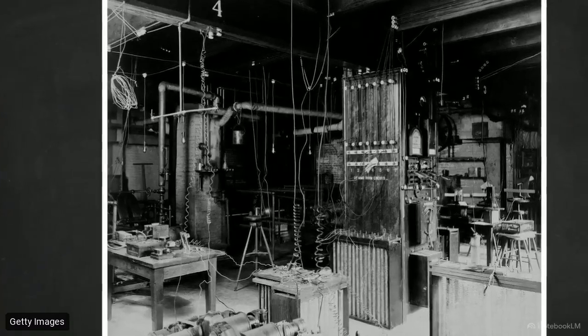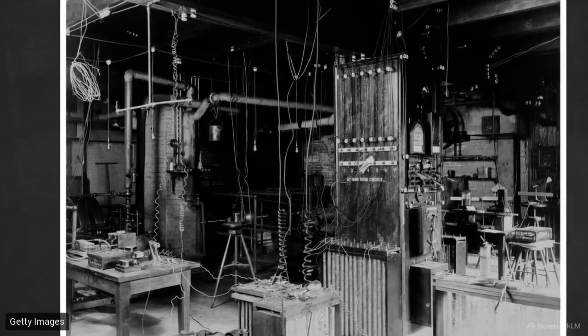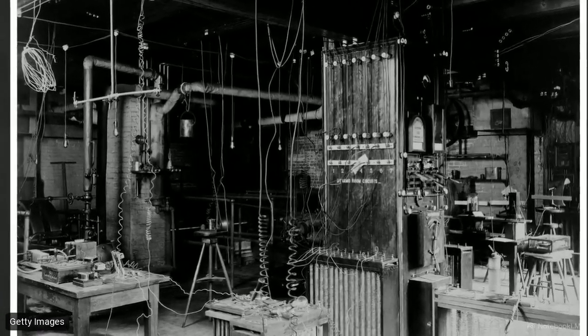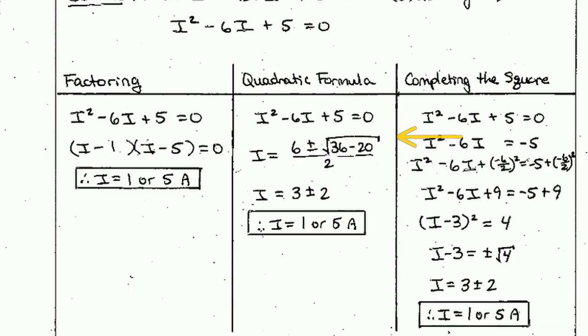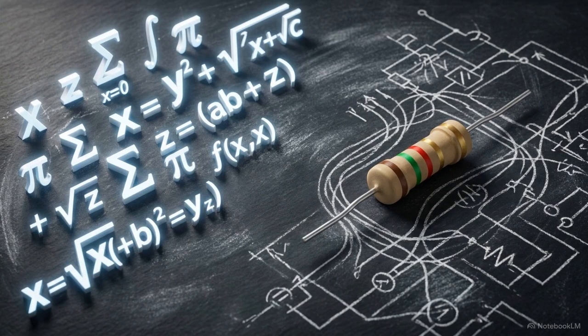This same logic applies to other branches of physics, including the behavior of electrical circuits. Take this system, a 100-watt lamp and a 20-ohm resistor connected to a 120-volt power supply. Running the quadratic formula here results in a positive discriminant, providing two separate valid operational states, 1 amp or 5 amps of current. While quadratic equations process variables with perfect logic, they lack the context of the physical environment.